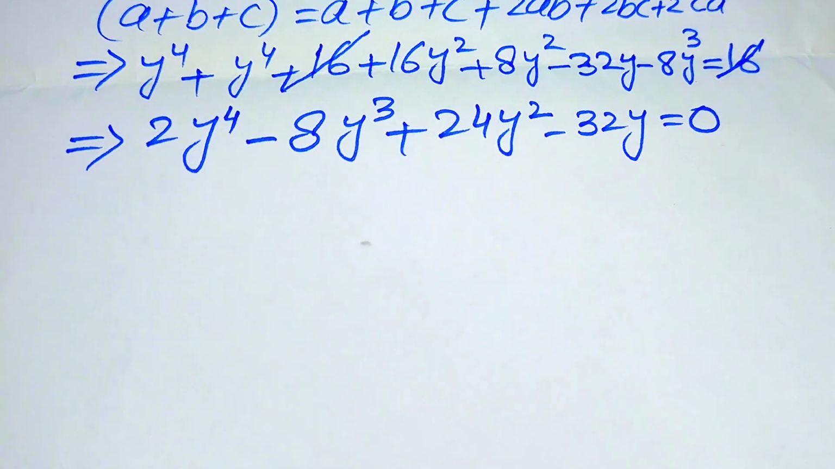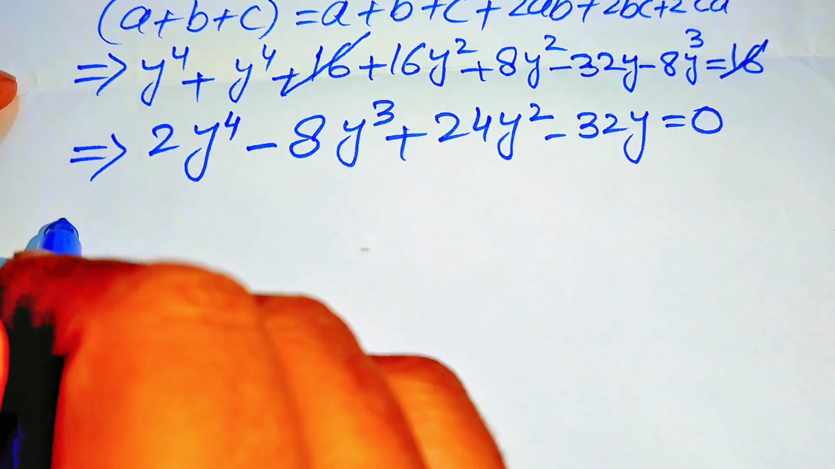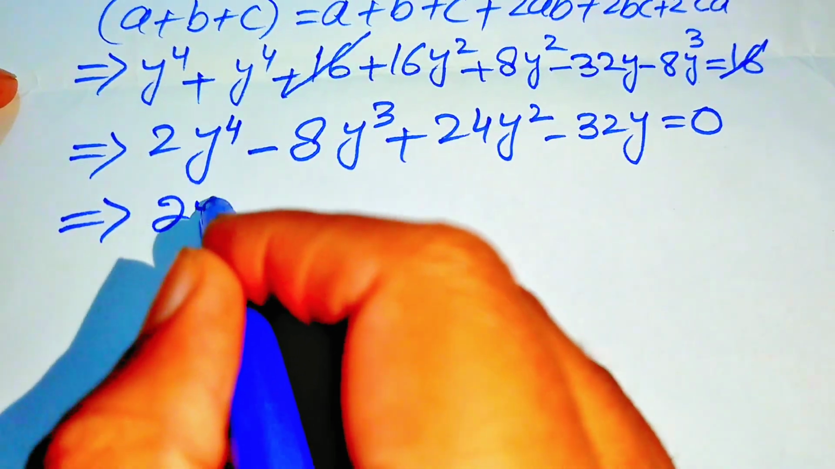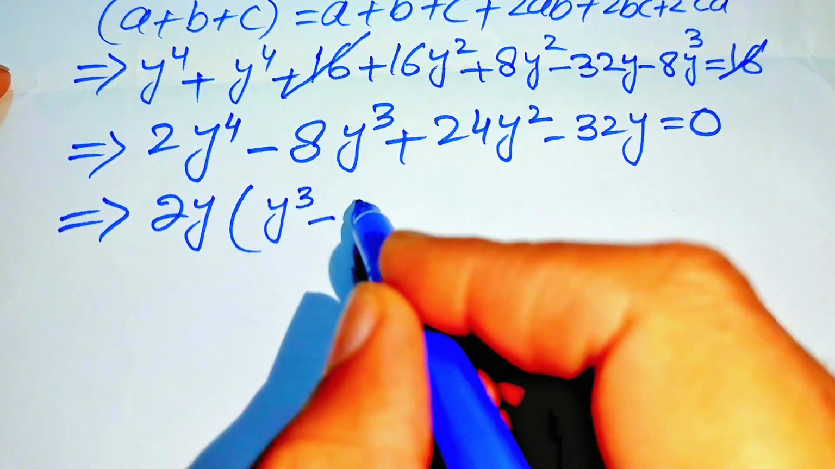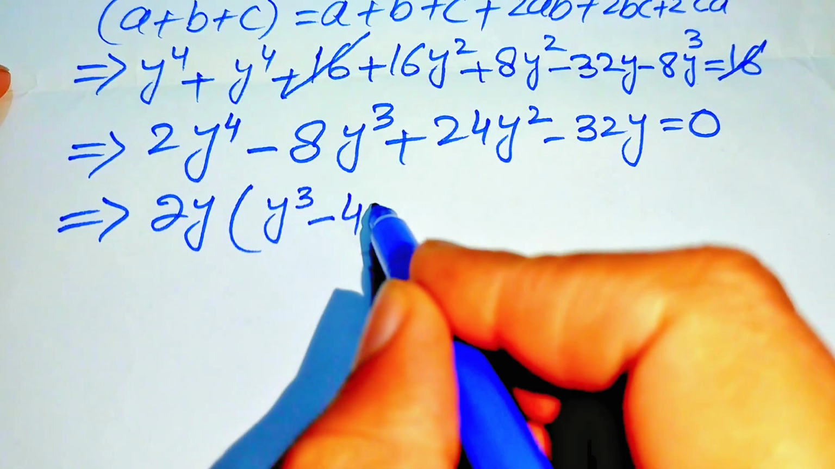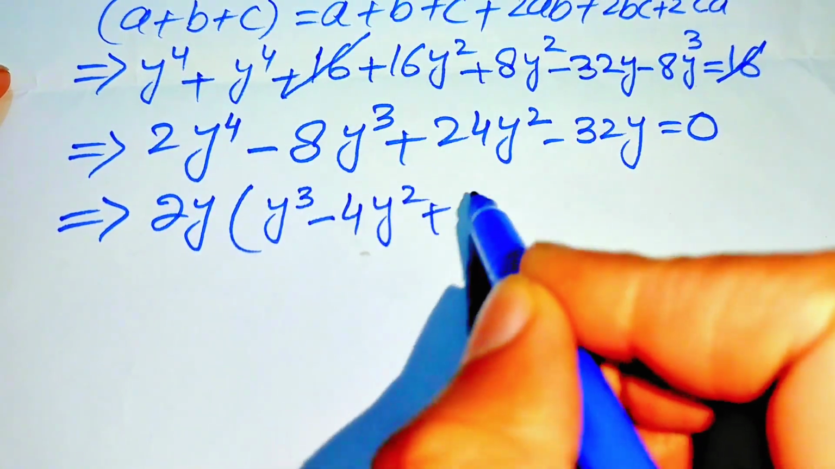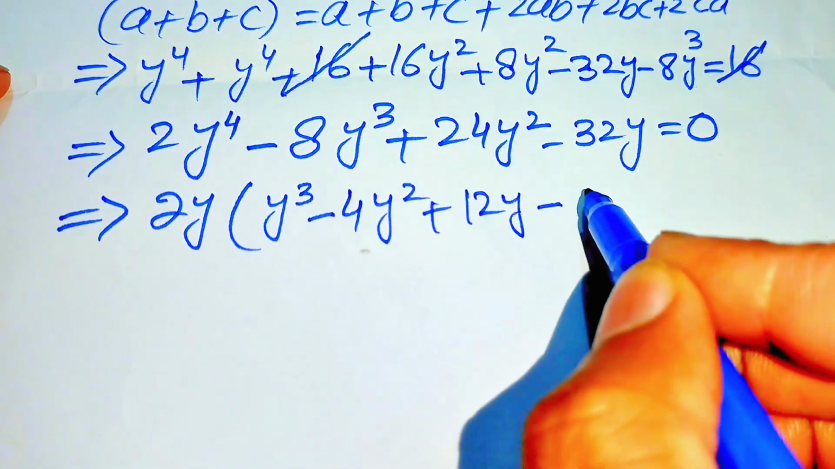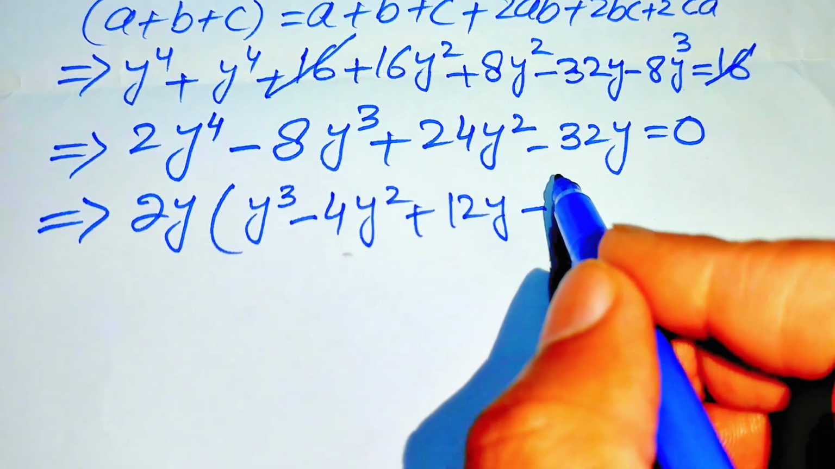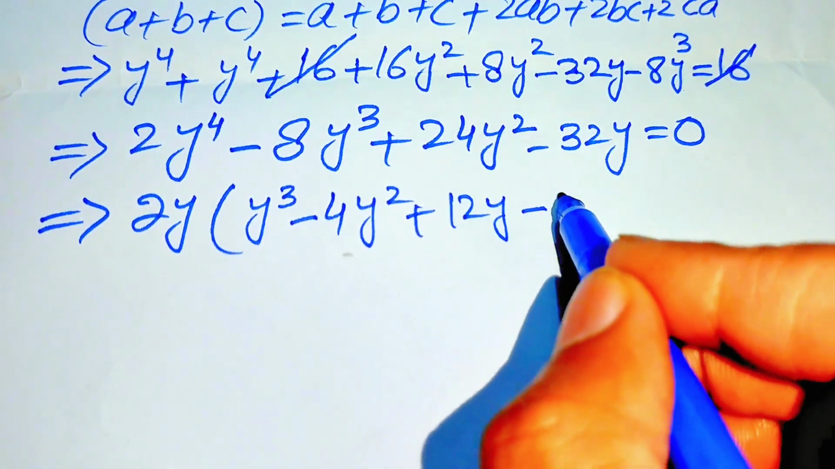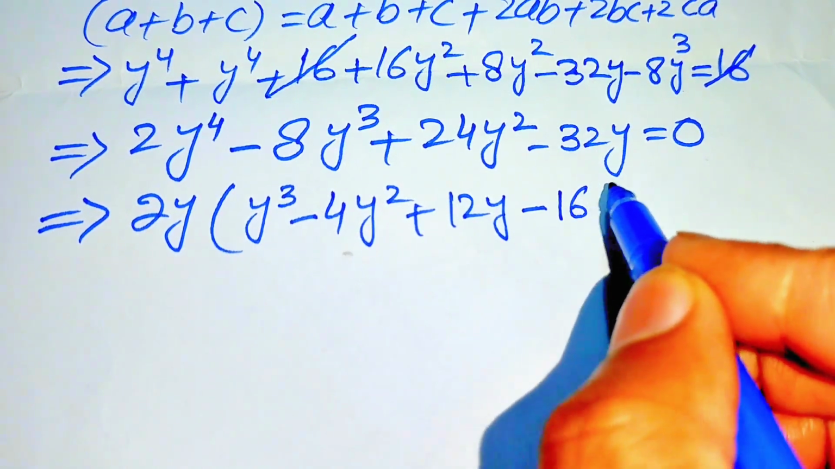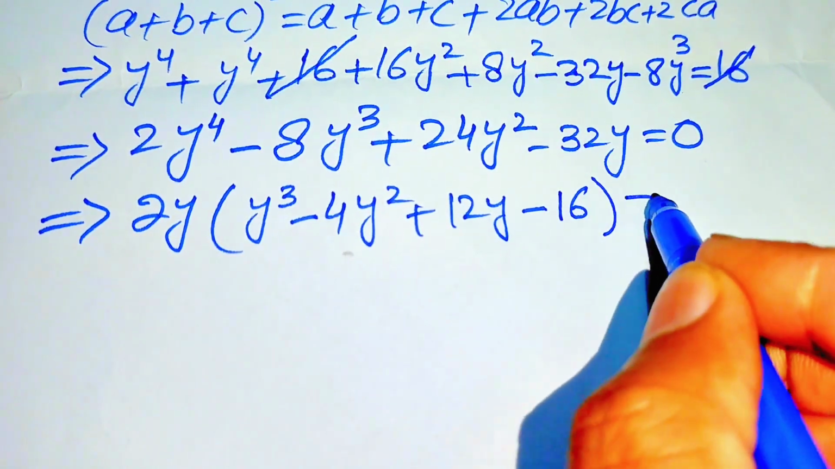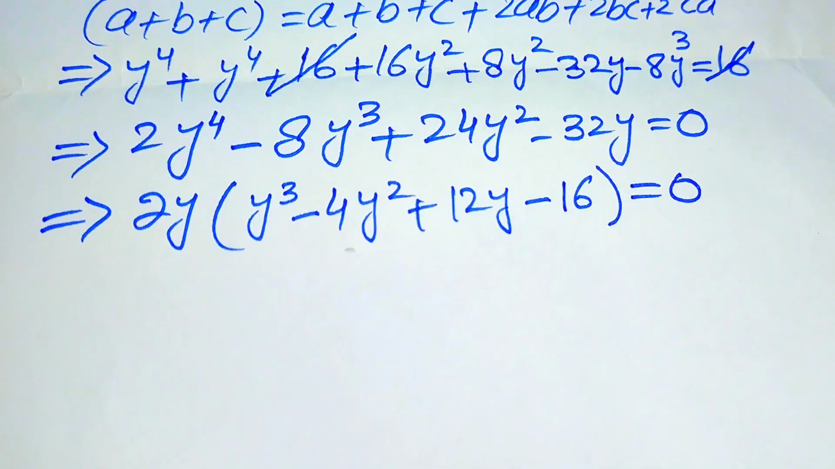And now you focus on each term, and you see here we have 2y as the common term, so we take it common and you get y^3 - 4y^2 + 12y - 16, because 2 times 8 is 16, we take y common, and this whole equation equals 0.